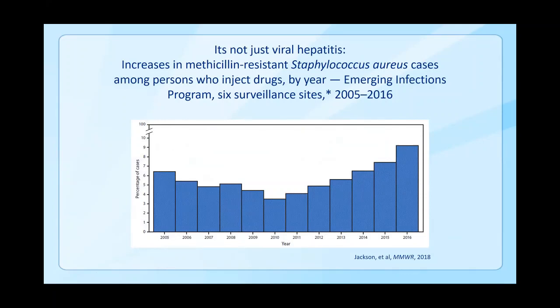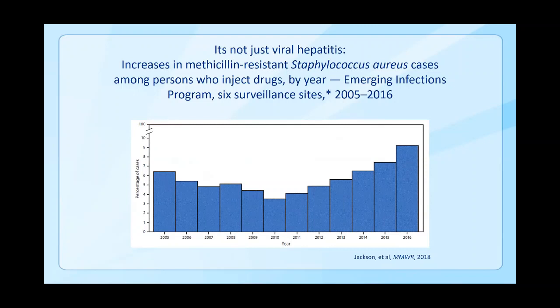This bar chart shows the percentage of invasive methicillin-resistant Staphylococcus aureus, or MRSA, cases among persons who inject drugs by year at 6 surveillance sites between 2005 and 2016. In this analysis, invasive MRSA infections that occurred among persons who inject drugs were those frequently associated with non-sterile injection drug use.